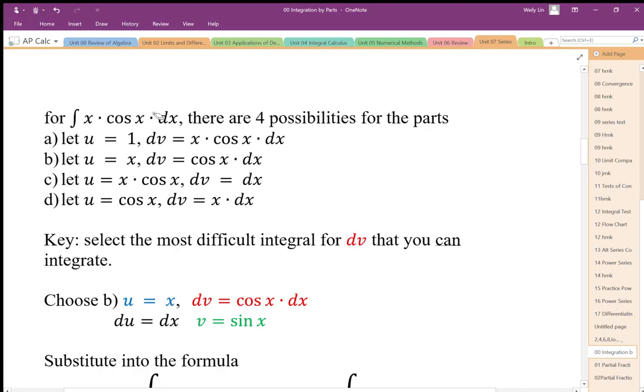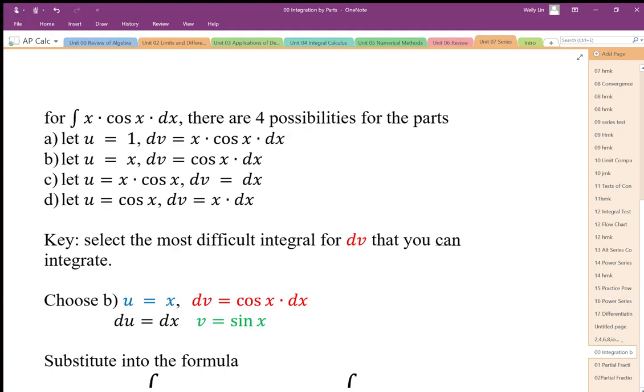Well, what parts do I choose as u and dv? Well, I can choose u as 1, dv as the rest of it, cos x dx, right? Or sorry, x cos x dx. If I let u be x, this part's my u, okay, this part must be my dv, cos x dx. Okay, so then I've given you a bunch of options here. So which one is going to work? And how do I best choose how to separate it into parts?